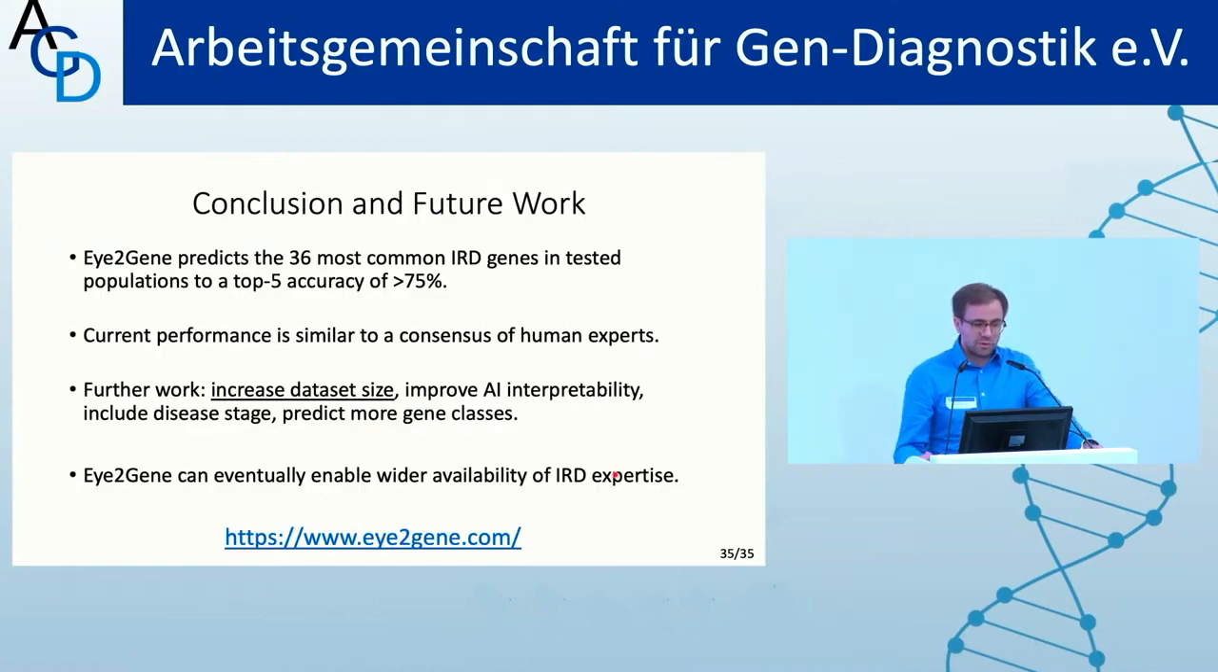So to conclude, I2 gene is predicting the 36 most common IRD genes with an accuracy of at least 75%. Performance is similar to, and even better than, human experts. However, we still need to increase our data set. We need to improve the AI interpretability. One important point is disease stage, which was mentioned in both previous talks. And we need to try and predict more classes. This is where maybe the Gestalt match approach would be very useful. And we're hoping, obviously, to make it widely available.